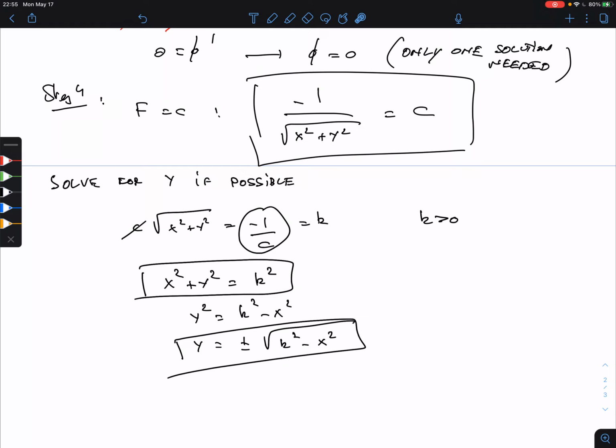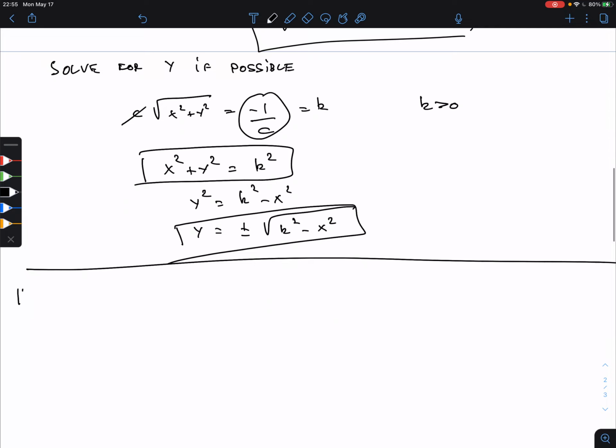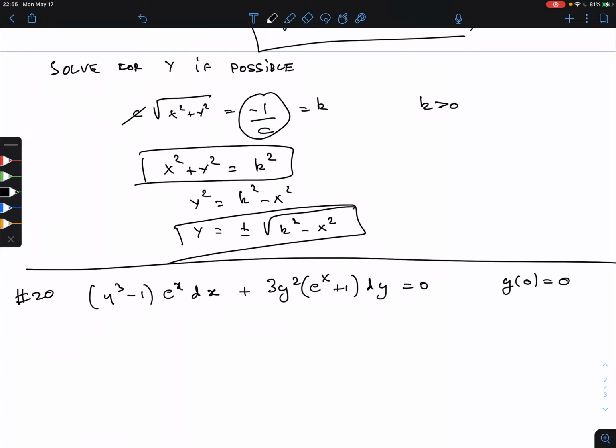Now, these are little tiny comments that I make. As I said, if this is what they ask you, then that's fine, you're done. Okay, so let's go to the next problem. That was number 20, if I'm not mistaken. In number 20, we have (y cubed minus 1) e^x dx plus 3y squared (e^x plus 1) dy equals 0, and there's an initial condition, namely it has to go through the origin.